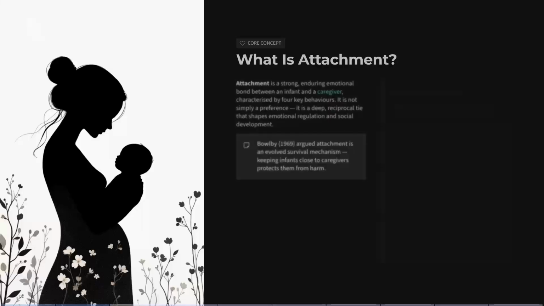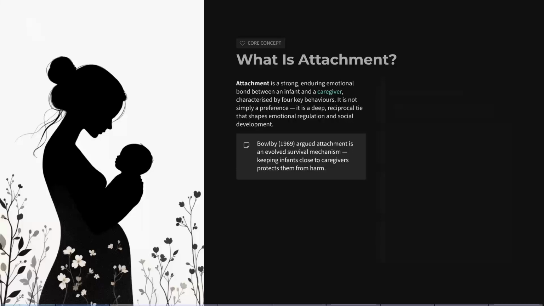Let's begin. Before we get to Ainsworth and the strange situation, we need to establish what we actually mean by attachment. Because the psychological definition is more precise and more specific than the everyday use of the word. Attachment is a strong, enduring emotional bond between an infant and a caregiver, characterized by four key behaviors. It is not simply a preference for one person over another. It is a deep, reciprocal tie that shapes emotional regulation and social development across the entire lifespan.